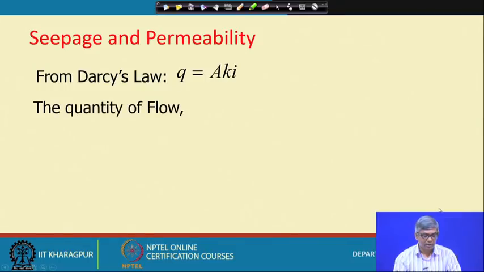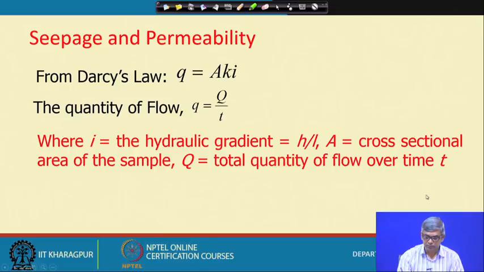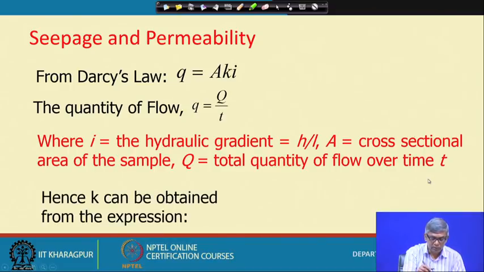You know that our equation is Q equal to A k i, where A is the cross sectional area through which flow is taking place, because V is equal to k i, and if I want to find out Q, then I have to multiply by A, and then this is the general formula. And Q is, from the observation, the quantity over a time t I have taken.